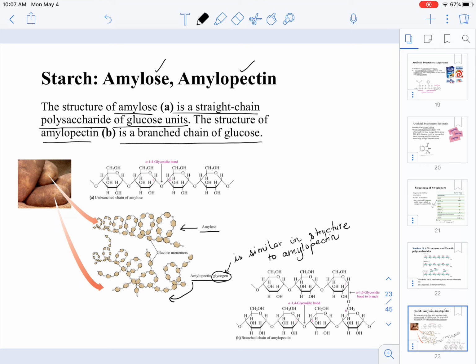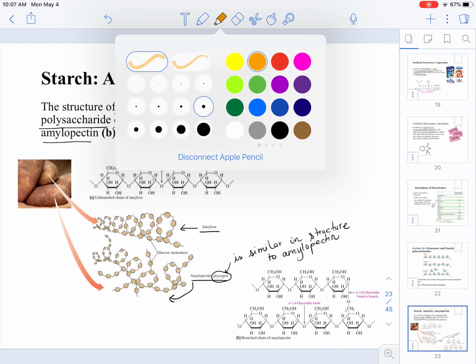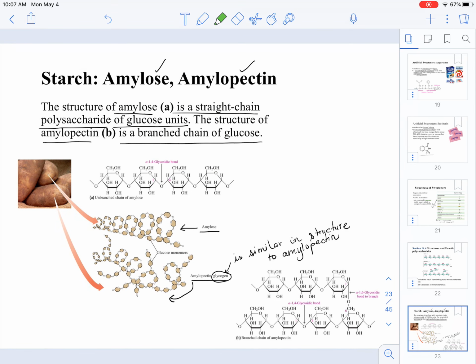Now, when it comes to the linkages that are unifying those glucose molecules, in amylose, as you can see, there is an alpha-1,4 glycosidic bond between the glucose molecules. When it comes to amylopectin, you will also have the alpha-1,4 glycosidic bond, but specifically the branches are going to be alpha-1,6 glycosidic bonds.